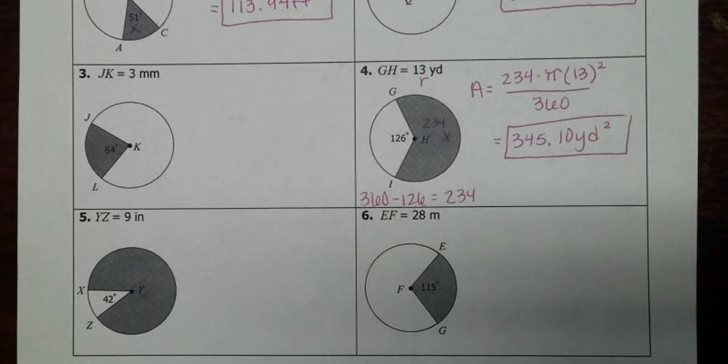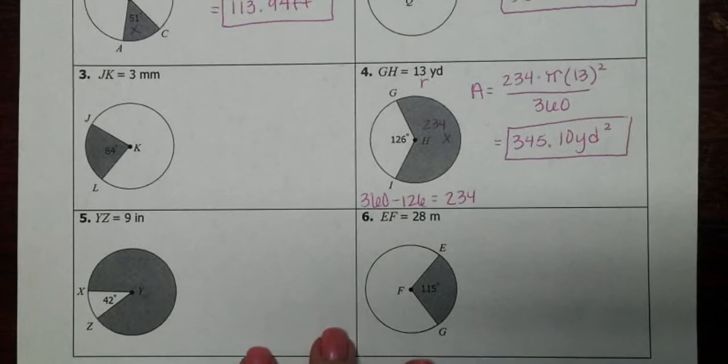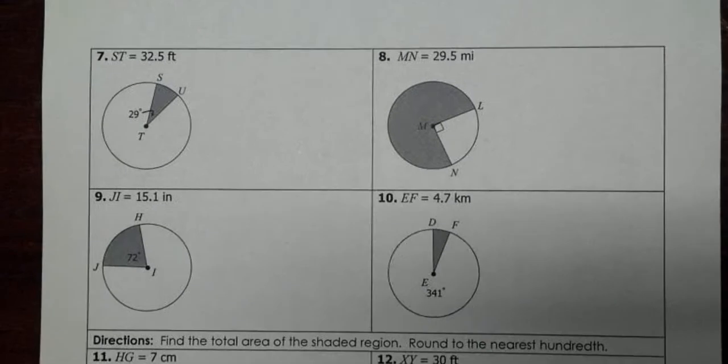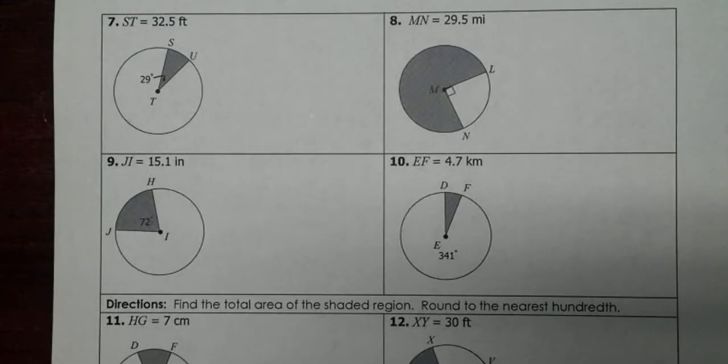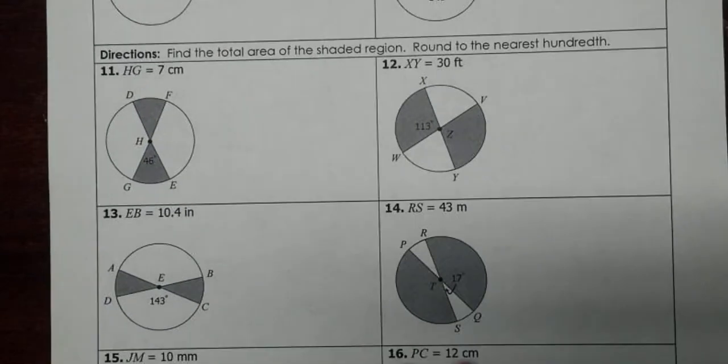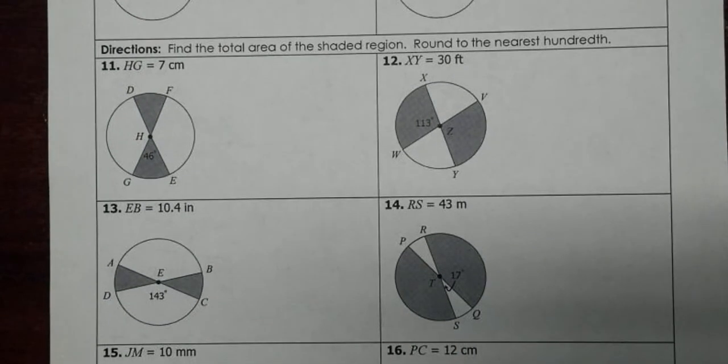Okay, I'm going to leave the rest on the front page for you. Let's look at the back. Okay, I'm confident that you can work 7 through 10. I want to look at a few down bottom. So it says find the total area in the shaded region, round to the nearest hundredth.